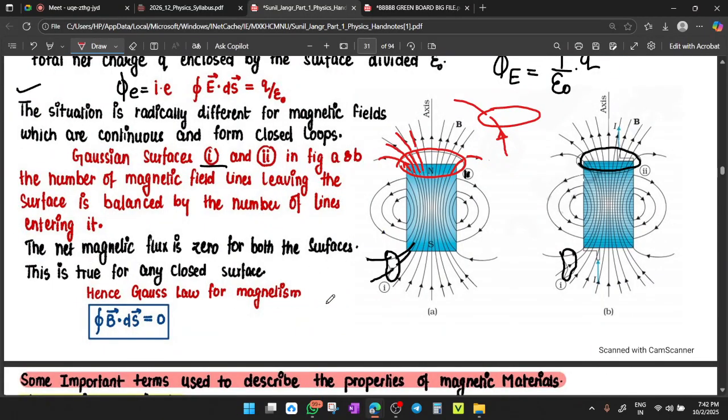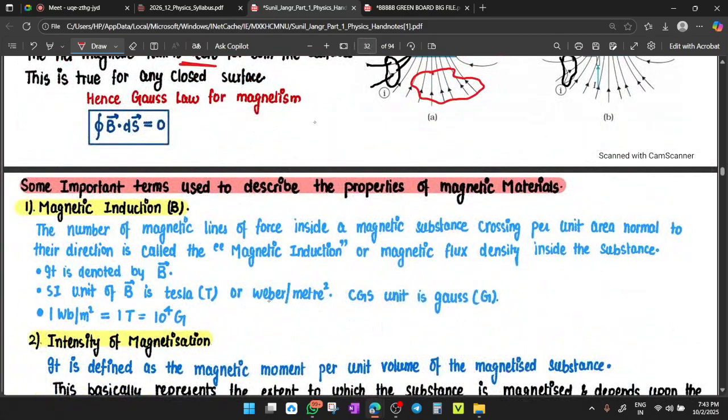So the net magnetic flux is zero for both surfaces. It doesn't matter whether you consider a bigger surface or a smaller surface, always the number of magnetic lines of force entering the surface is equal to that leaving the surface. So the net magnetic flux is always zero for every type of surface considered in a magnetic field. This is true for any closed surface, and this is called the law of magnetism. And Gauss law of magnetism says for a closed surface, phi B equals 0.